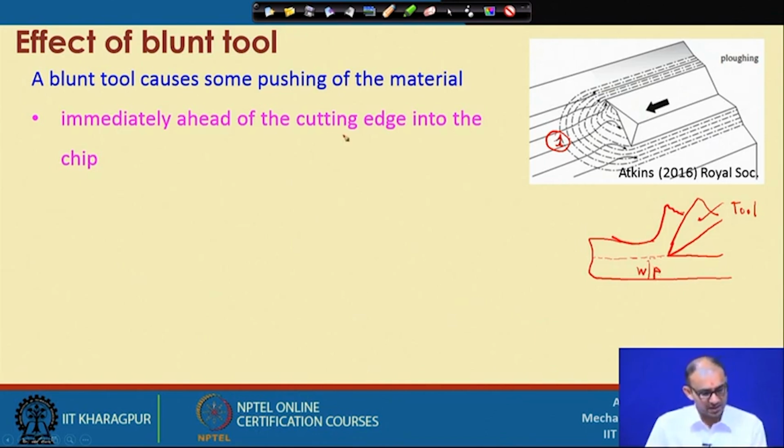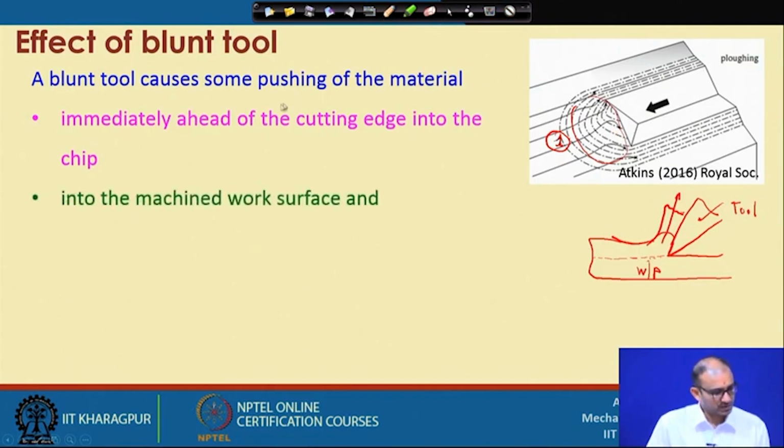So, this is immediately ahead of the cutting edge into the chip. Whatever this portion is there, this portion will be here. When it continues, some of this part will come out as a chip, while some of them will be moving here and there, that we will see in the next 2-3 topics, right.